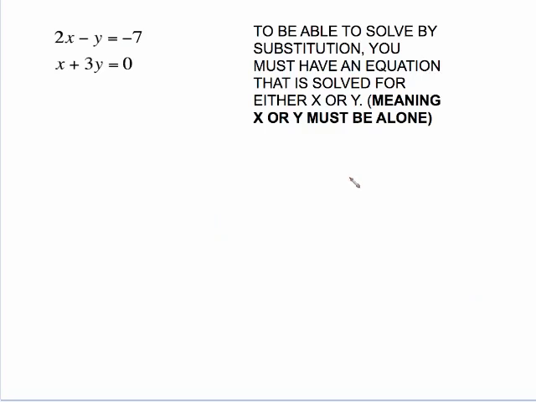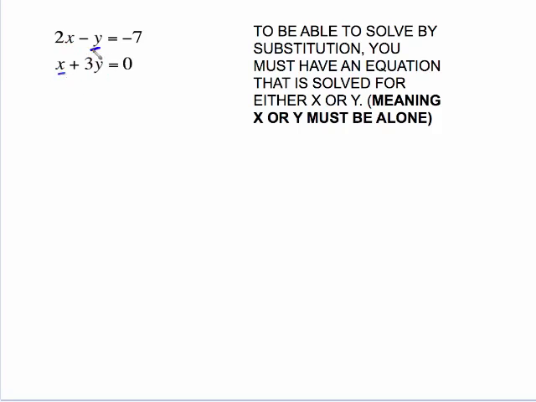Now, to be able to solve by substitution, you have to have an equation that is solved for either x or y, meaning x or y must be alone. I don't have that here. I can make it happen, but just looking at those equations right now, I don't have an x or a y all by itself. I could solve this equation for x, but that wouldn't be a good idea because I would create fractions. Or I could solve this equation for y, not a good idea because I would create fractions.